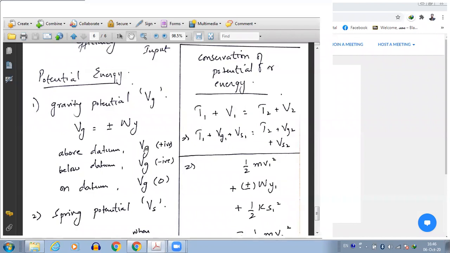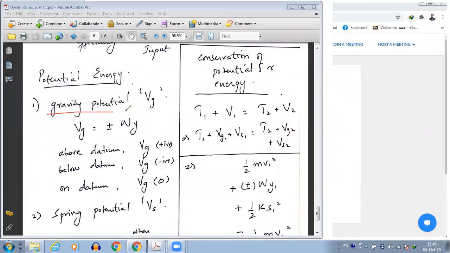There are two kinds of potential energy I'm going to talk about here. The first is the gravity potential. Gravity potential we represent here as Vg. It's basically the weight into the vertical distance that it travels. So this is gravity potential, or we can say gravity potential energy. But it has to be either plus or minus.